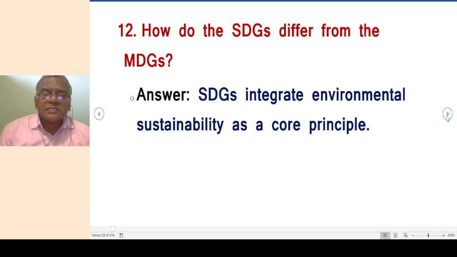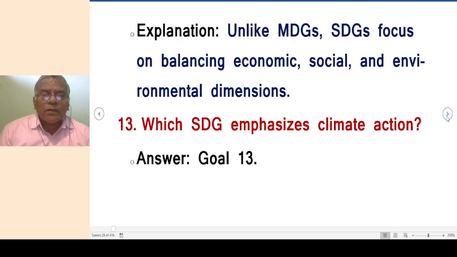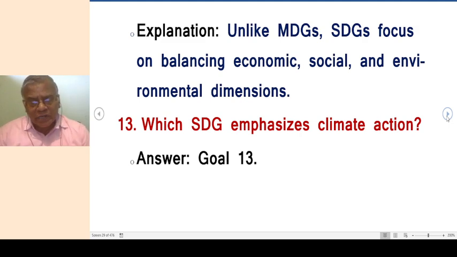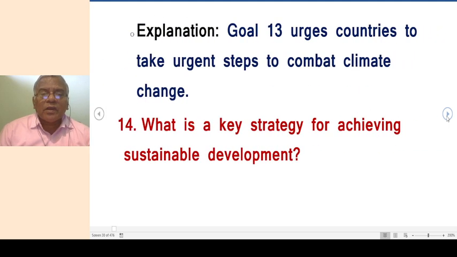How do the SDGs differ from the MDGs? SDGs, Sustainable Development Goals, integrate environmental sustainability as a core principle. Unlike MDGs, SDGs focus on balancing economic, social and environmental decisions, but the MDGs were not doing that. Which SDG emphasizes climate action? That is Goal 13. Goal 13 urges countries to take urgent steps to combat climate change.